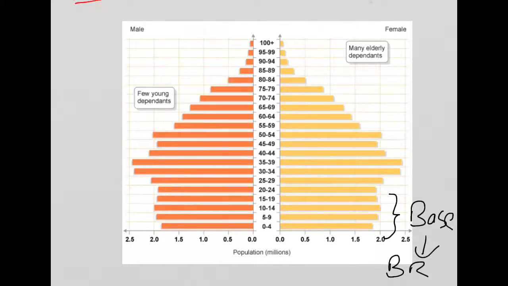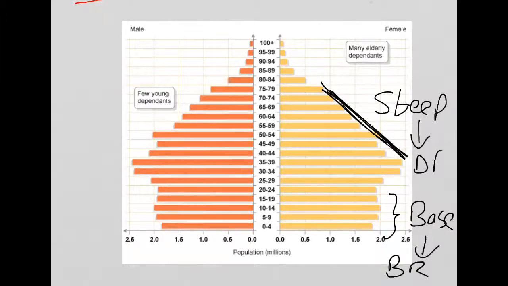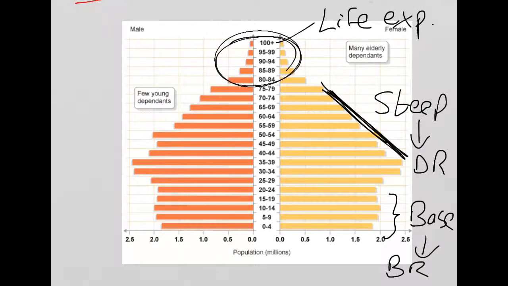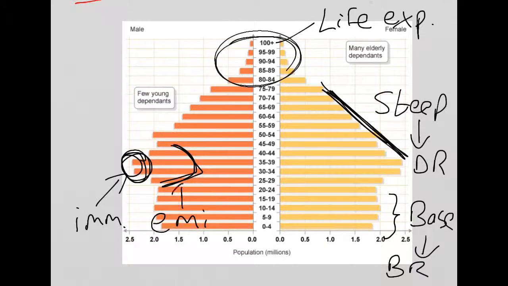Other aspects that you want to look at is how steeply sloping the sides are. So in this example we have steep sides, and that indicates a high death rate. This here represents life expectancy. So the taller the pyramid, the longer the life expectancy. All indicators for development. At stages like this where we have a bulging section, that indicates immigration. And if we had an indent in this section like this, that would indicate emigration, so people moving out of the area.